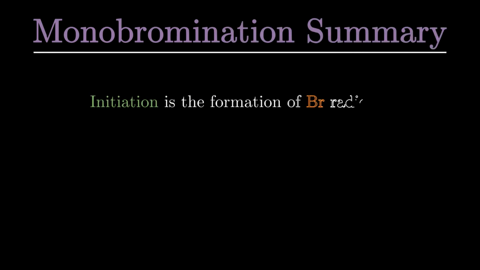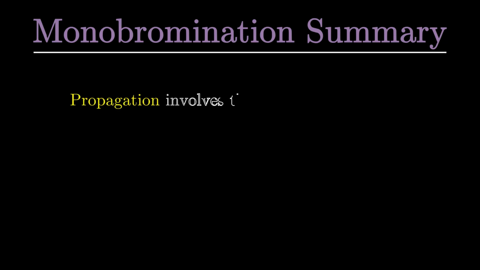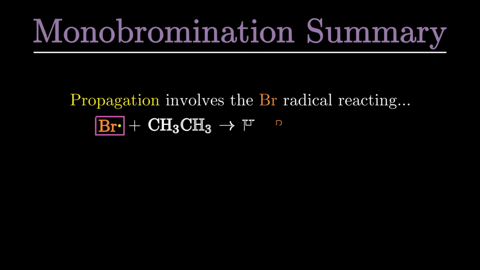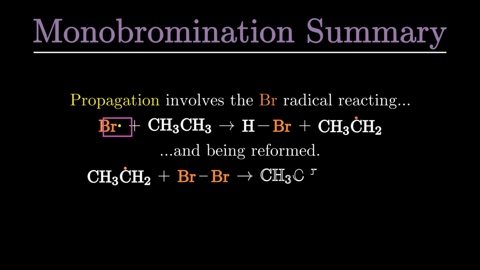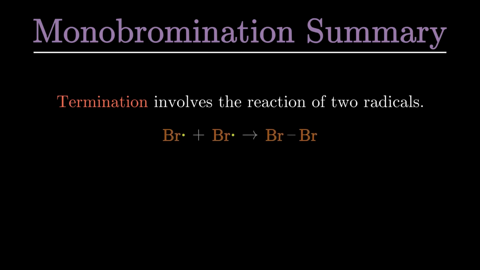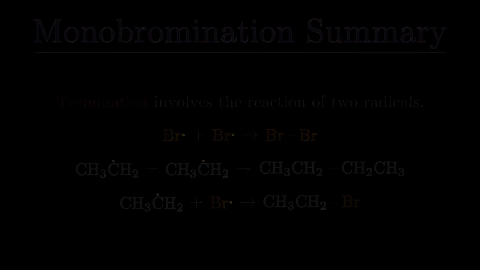In summary, the mechanism is initiated with the formation of bromine radicals after heat or light breaks the bond of the bromine molecule. During propagation, one of those bromine radicals will react with the ethane, creating an ethyl radical, which reacts further so that a new bromine radical is eventually produced. Finally, during termination, the bromine and ethyl radicals will react either with themselves or together, ultimately bringing the process to an end.